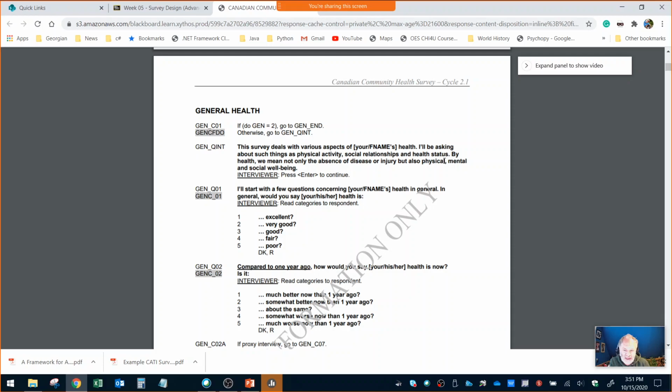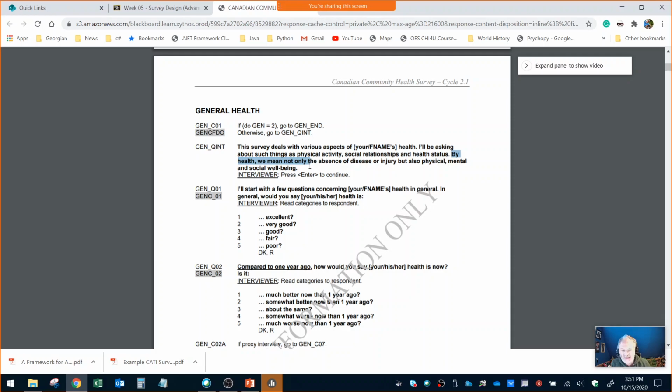And see, this is how you kind of, when you're grouping questions together. And one thing you'll often do in good survey design is give a little spiel, a summary of what the next questions are going to be. So now they're saying that they're going to be asking questions about health, and they're giving a definition of what they mean by health. So I'll start with a few questions concerning health in general.